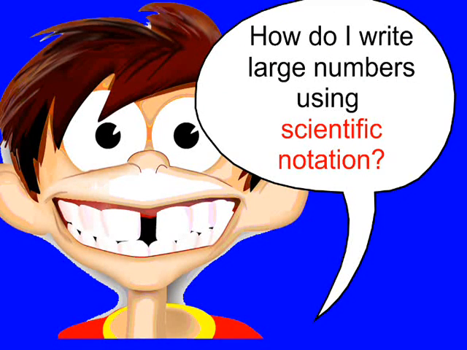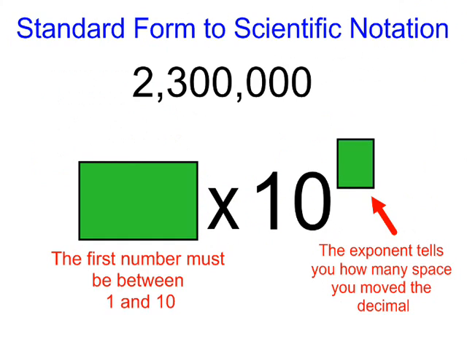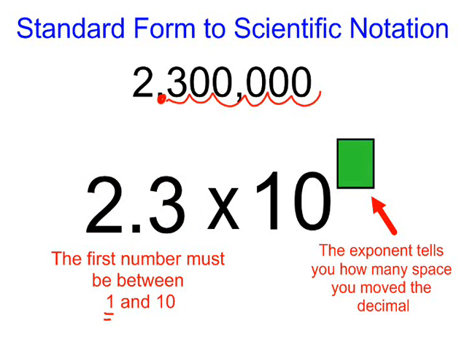Okay, so how do you write large numbers using scientific notation? Well, remember, the first number needs to be between 1 and 10. It can be equal to 1, but it has to be less than 10. So if you wanted to write 2,300,000 using scientific notation, that first number needs to be between 1 and 10, so it would be 2.3. And how many spots did I move that decimal? I moved it 6 spots. So that would be 2.3 times 10 to the 6th power.